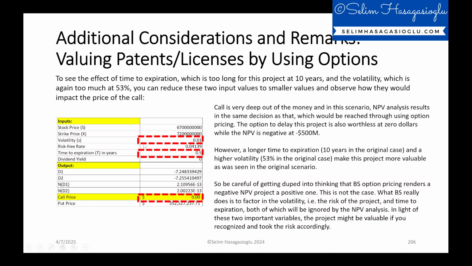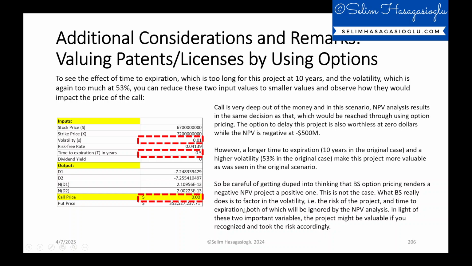But when we reduce all these important input values of the Black-Scholes model, volatility to only 1% and time to expiration to only 6 months, of course the call price will also be zero, and the call will be worthless. And because the net present value analysis also results in a negative value, you will reach the same conclusion. But be careful of getting duped into thinking that Black-Scholes option pricing renders a negative net present value project a positive one. This is not the case.